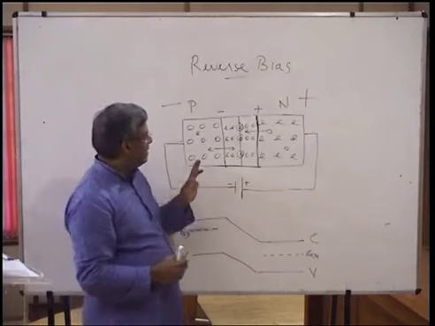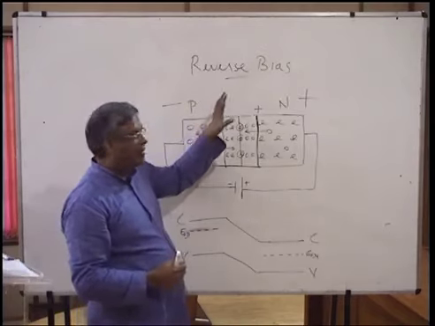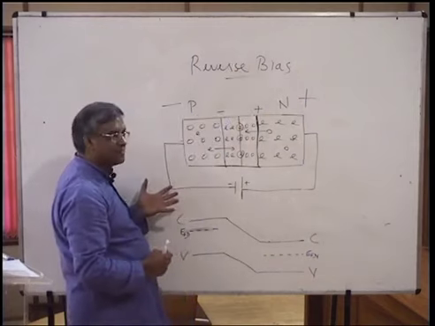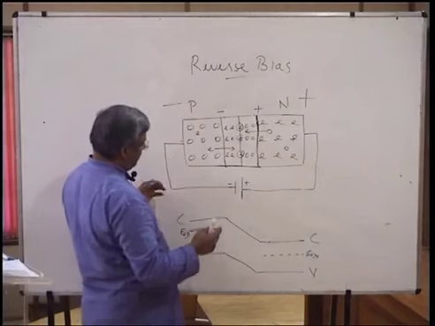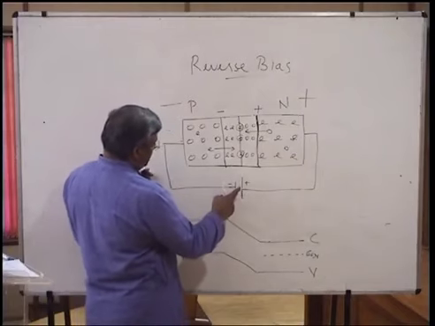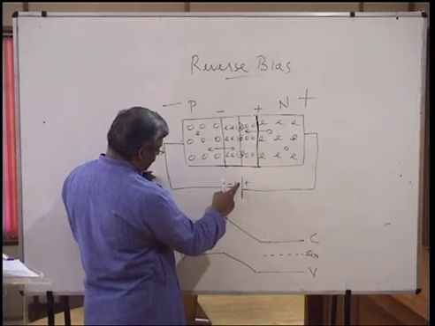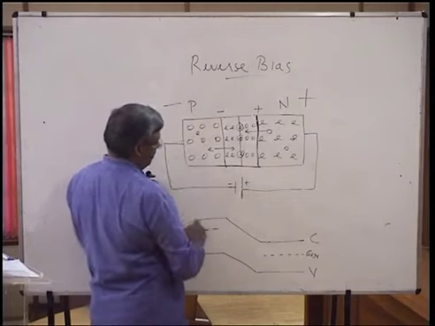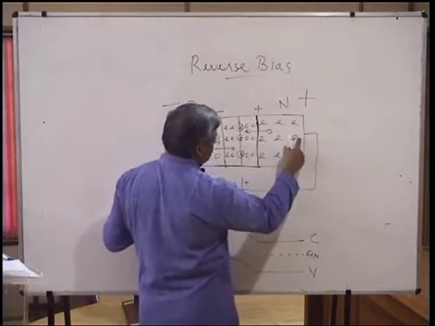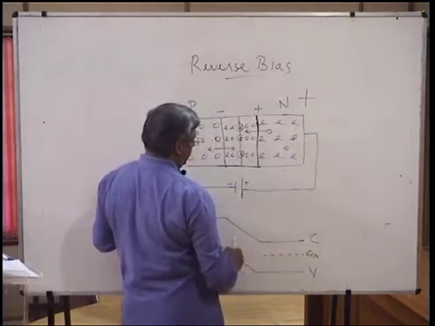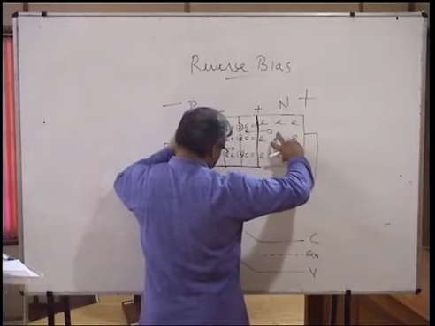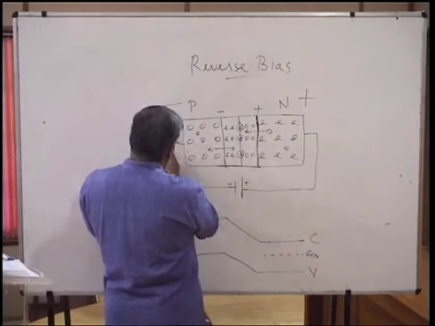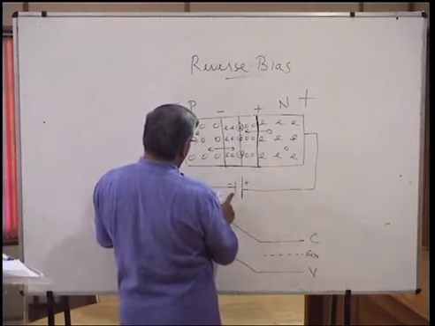Now, let us discuss what is happening under reverse bias. Under reverse bias, you already know the external bias: the negative potential of this external bias is given to the P side, and the positive potential is given to the N side, which means you can imagine externally, electrons will be attracted to this positive potential, holes will be attracted towards this negative potential.